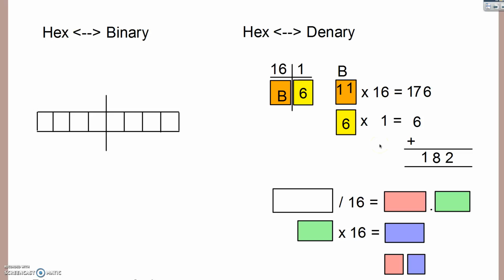Now, going from denary back to hex is a bit more tricky, and there are several ways you can do it. The big problem is we're just not that used to counting in 16s. So, for example, let's say I have 213, a number I've just chosen at random. What I need to do first of all is divide it by 16.